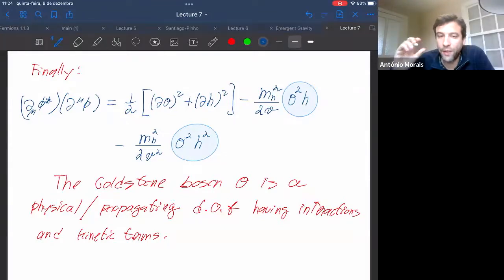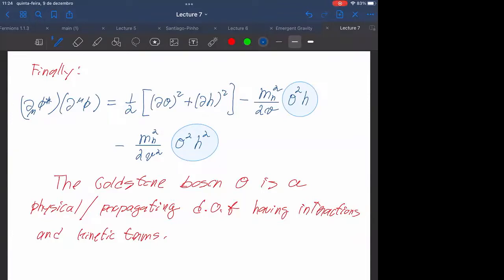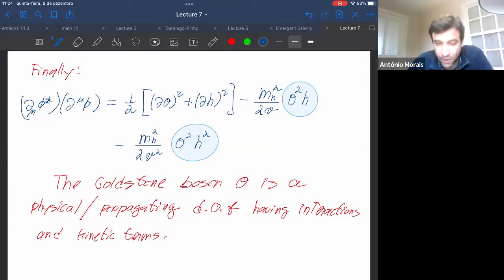Well, both h and theta are always quantum fluctuations. We prefer a regime where they are small. Of course, that's an important point. But yes, indeed, theta. In fact, we can make an expansion for higher orders of theta, and this only works, of course, in the limit of small theta.